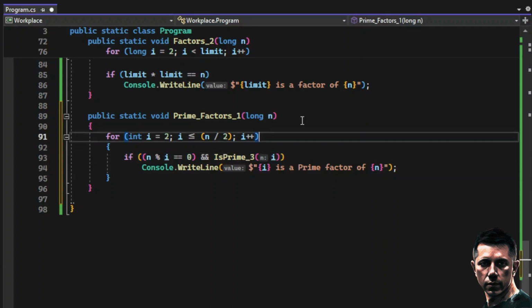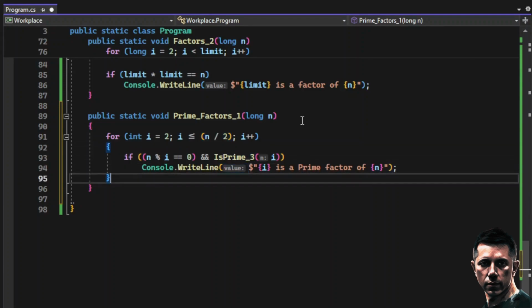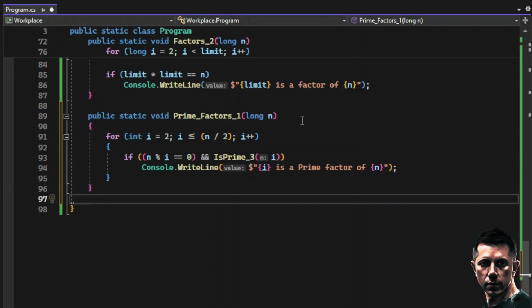With the additional knowledge that the prime factors can only be up to square root of n, we can even optimize this method further by changing the condition in the for loop to square root of n instead of n divided by 2. This method also shows the power of functions. Our code looks very simple and small because we are using functions that we have written earlier. This is the beginning of modular programming.